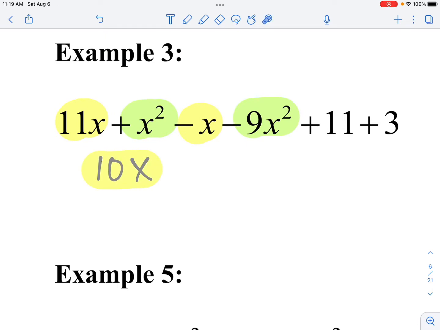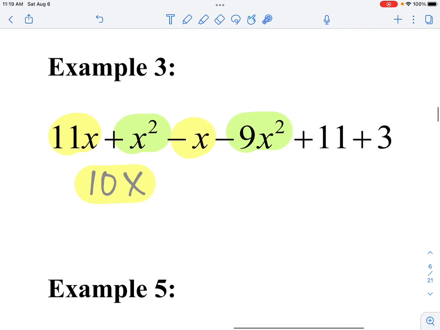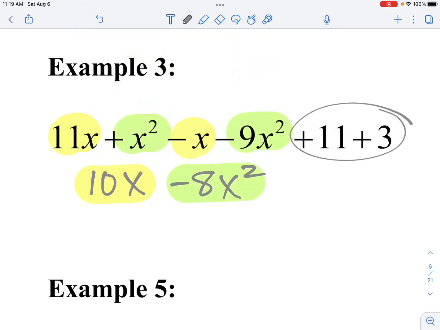Now I'm going to do my x squared. So I have 1x squared. Remember, if there's no coefficient or number in front, it's just a 1. So I've got 1x squared here and negative 9x squared. So when I take positive 1, negative 9, that leaves me with negative 8x squared. And those are my x squared terms. And then again, I'm just going to combine my whole numbers here. Positive 11 and positive 3 makes positive 14.